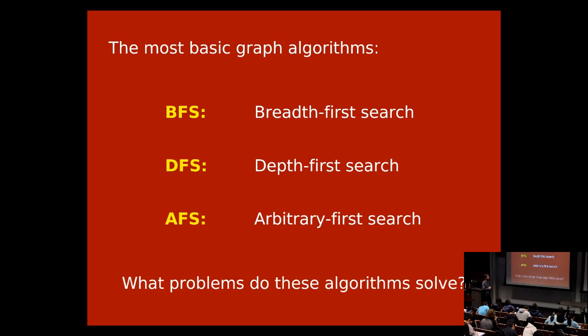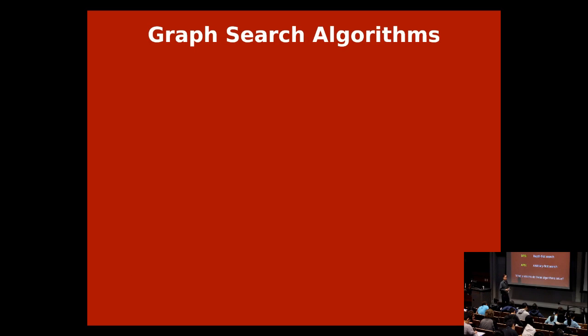So these are all algorithms. What is the problem that these algorithms are solving? Let's find out. So one of the things we talked about towards the end of the last class is connectivity of graphs and reachability, and that's what these algorithms are concerned with. So they're all graph search algorithms.